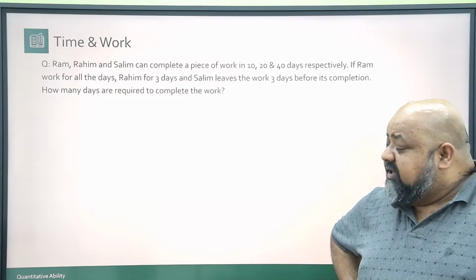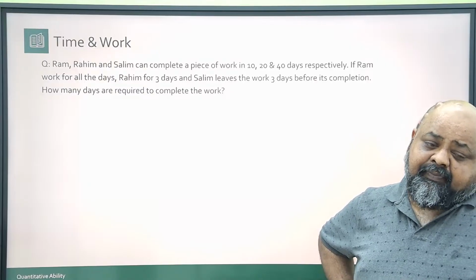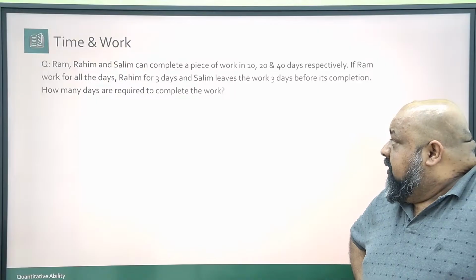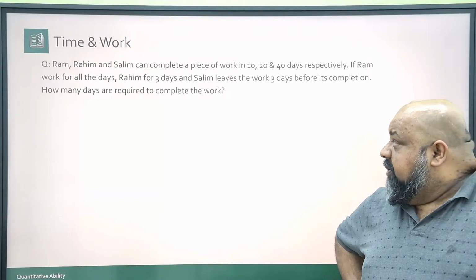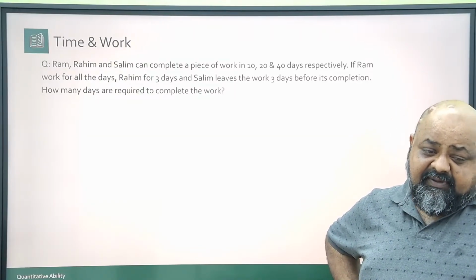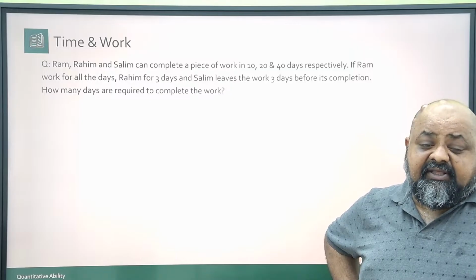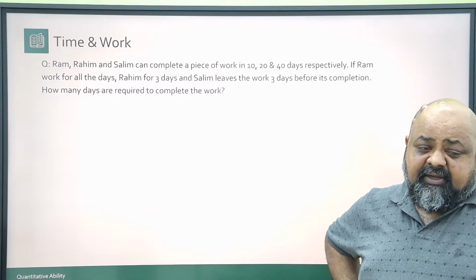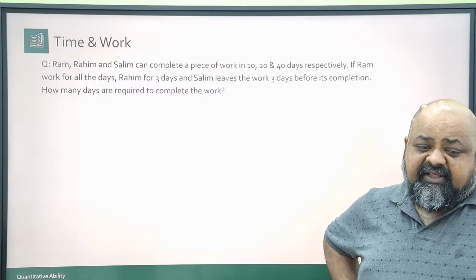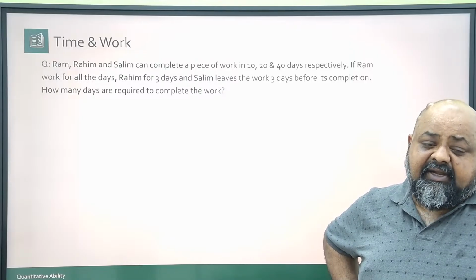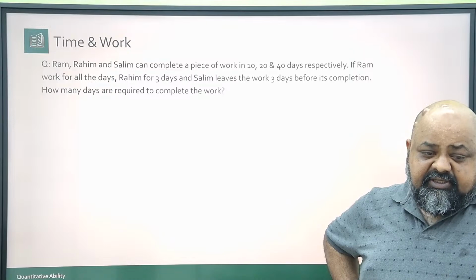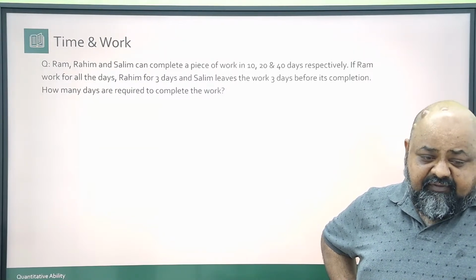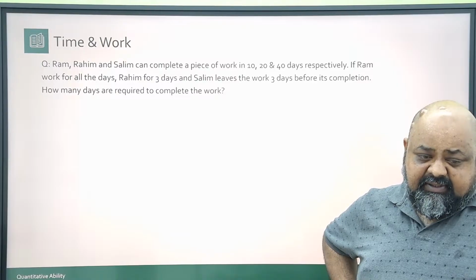So once Rahim has left, Ram and Salim keep working. Before the work is to be finished, exactly 3 days before that, Salim also leaves. How many days are required to finish the work? Please understand, when I say Salim leaves 3 days before completion, that means if Salim leaves at 7.5 days, the work will get completed in 10.5 days. So it does not have to be that Salim leaves at the end of the day. He could leave at any part of the day. From there, if I add 3, I will get the final answer.